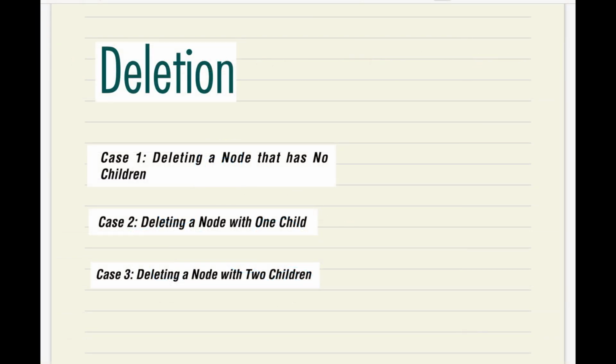Now we are going to discuss the deletion operation in a binary search tree. If we want to remove, or delete, a node from a binary search tree, then there are three cases we need to consider. The first one, or we can say case one, is deleting a node that has no children, or we can say if we want to delete a leaf node, what is going to happen.